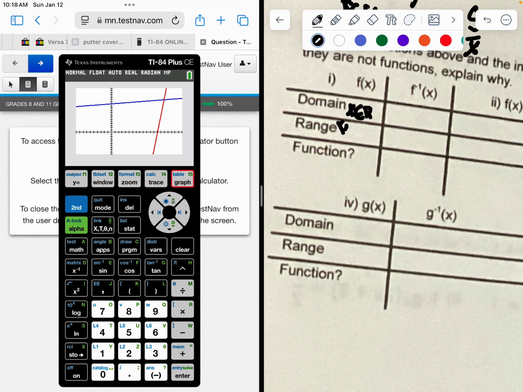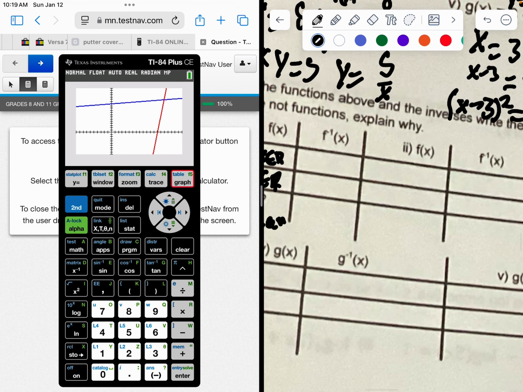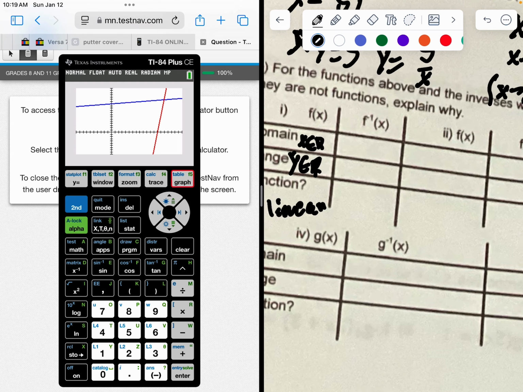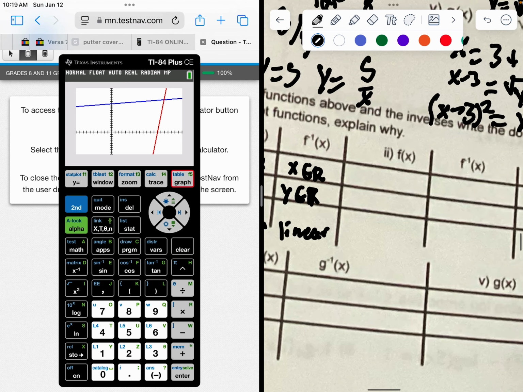Okay. Function, linear. f inverse. f inverse is the blue one. It's gonna be the same thing. All right, next one.